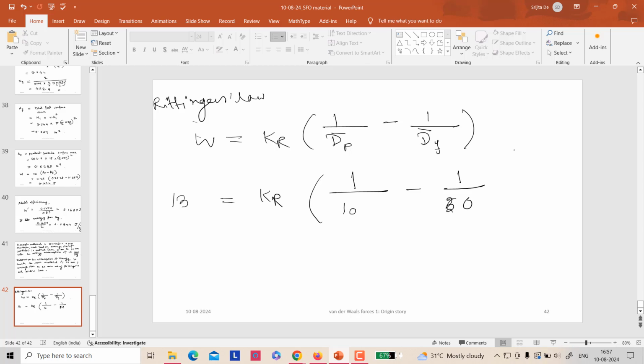Or in meter also you can convert it. 10 millimeter means 0.01 meter, and this one is 0.05 meter. So how much is the Kr coming?